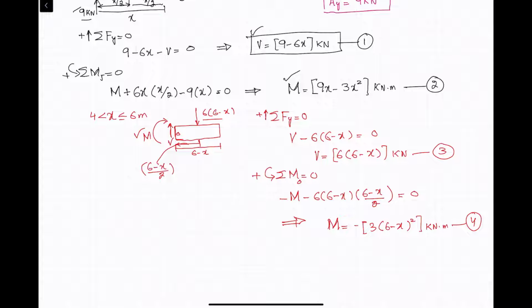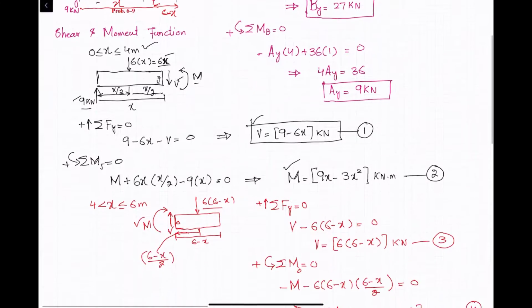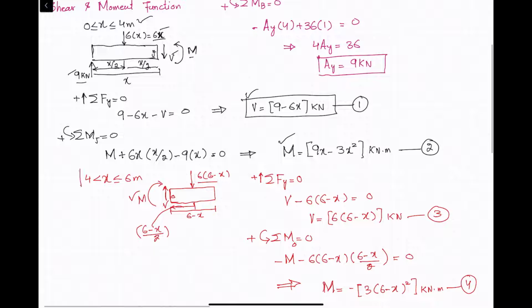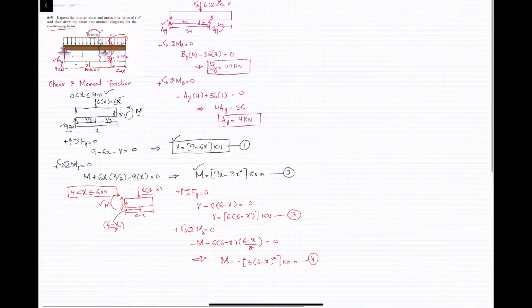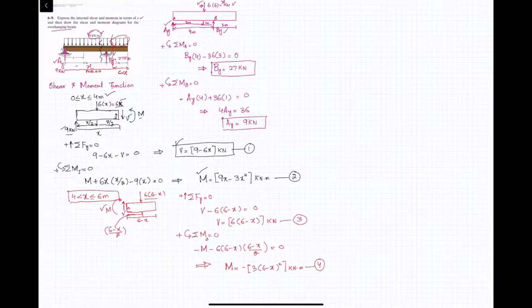Now equations number 3 and 4 are valid for x greater than 4 and less than or equal to 6 meter. Now we have all the equations. We can draw the shear force and bending moment diagram.